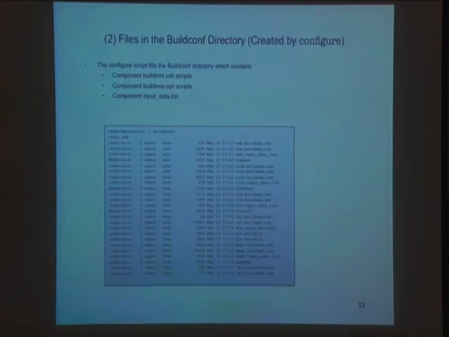This is interesting and important. This is a list of all the input files that CAM's going to need. And for all the other components, the ice model, the land, the ocean, similar things: a script that will compile the code, a script that will build its namelist, and a file that lists all the input data files that it needs.